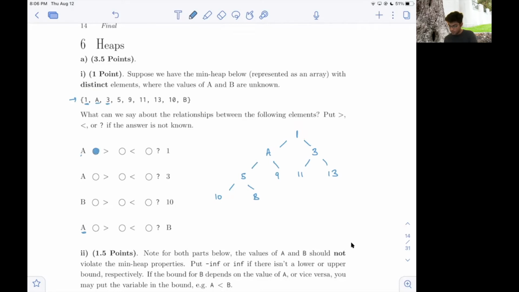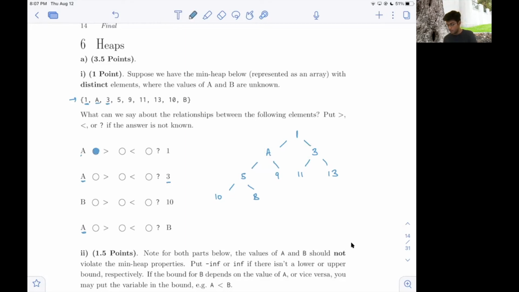Okay, for the next one, we're comparing A and 3. Now we notice that A is in the left subtree and 3 is in the same level, but on the right subtree. Whenever we see something like this, we can't really say much about the relationship between the 2 values. The only thing that we know about A is that it needs to be greater than 1. And the only thing that we know about 3 is that it also needs to be greater than 1, which it is in this case. But apart from this, we don't know anything about A and 3.